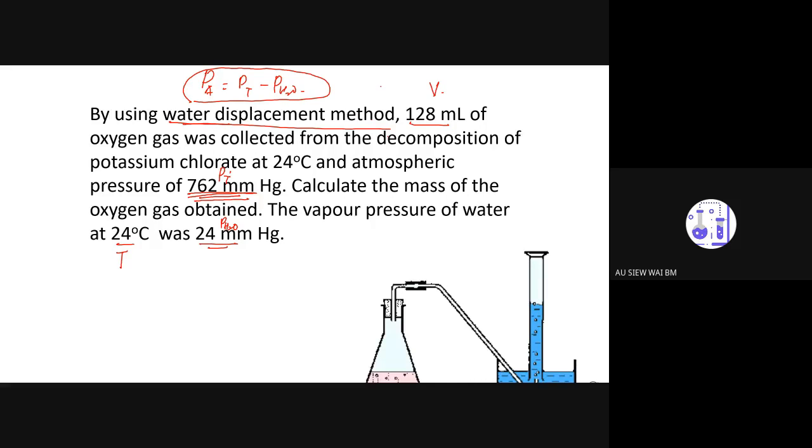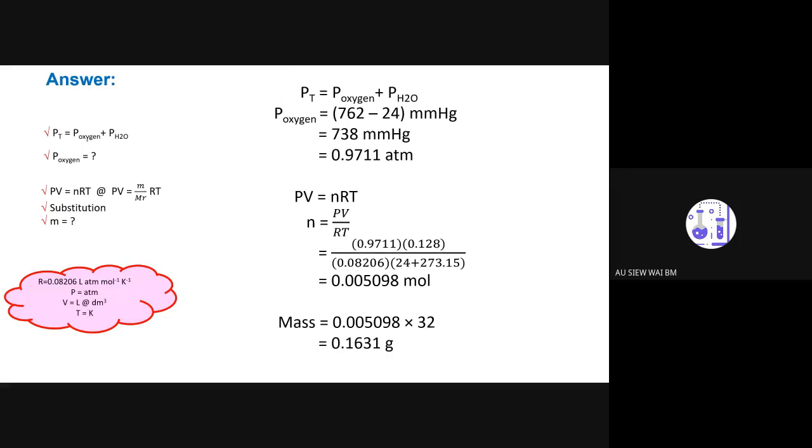And they ask you to calculate the mass of the oxygen gas. So first, the answer must have this thing in order to get the answer. So yang ini kena tulis, jangan tak tulis. This one untuk menunjukkan you faham application of the Dalton law. So yang ini kena tulis.